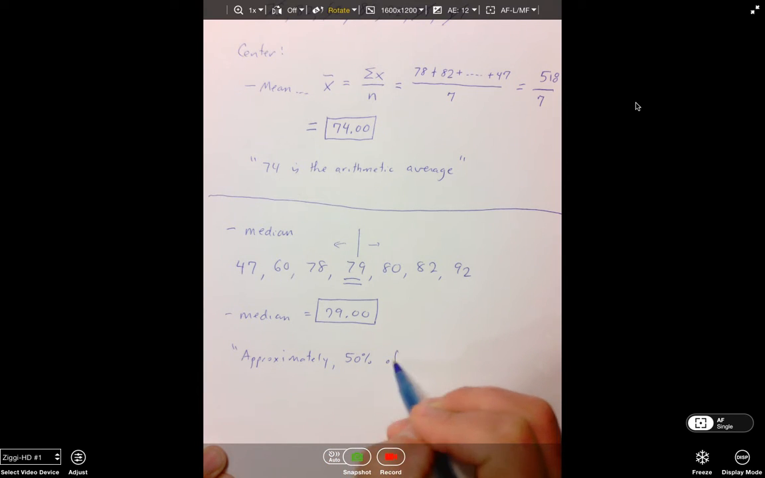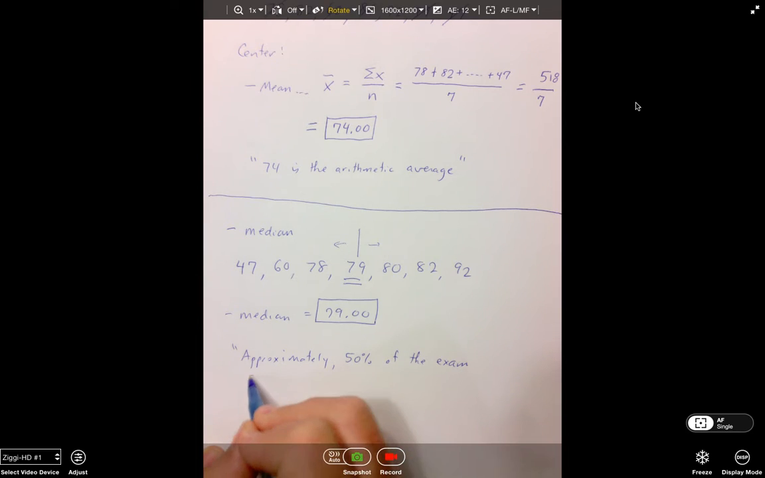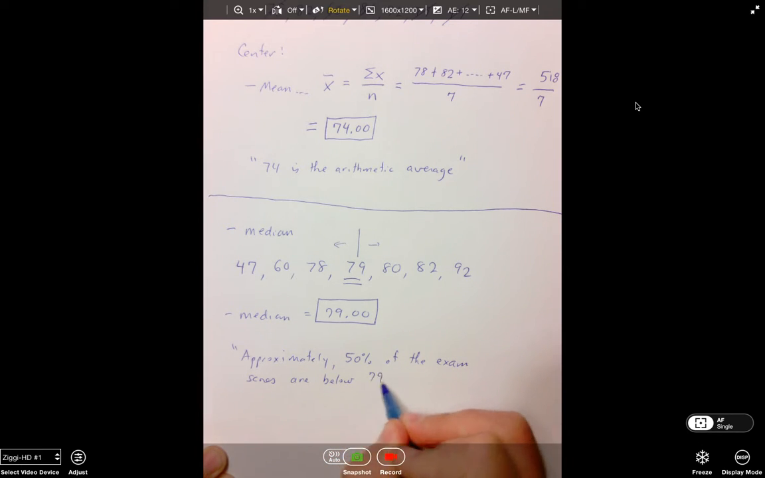50% of the exam scores are below, actually, that should be is below 79.00. So guys, that gives us kind of a fulcrum, if you will. It gives us a kind of a leveling point.